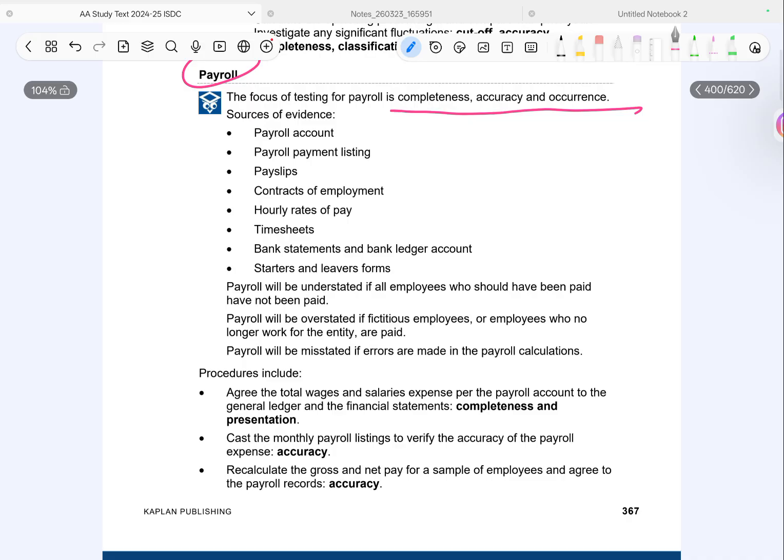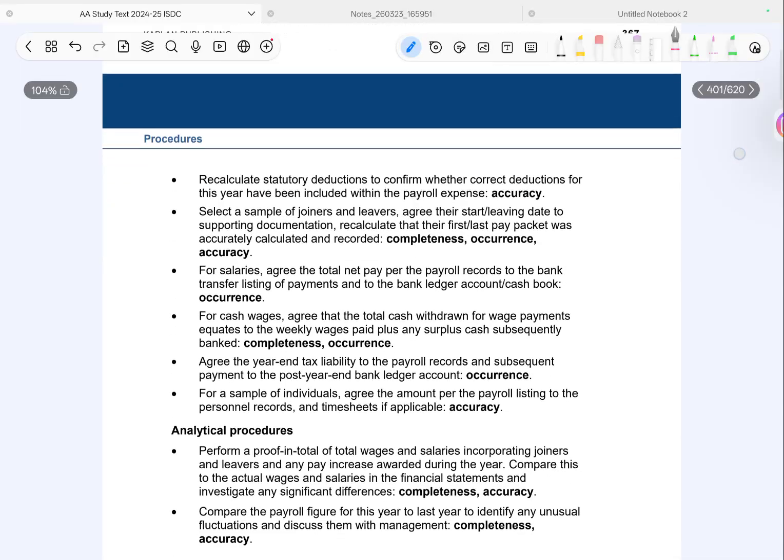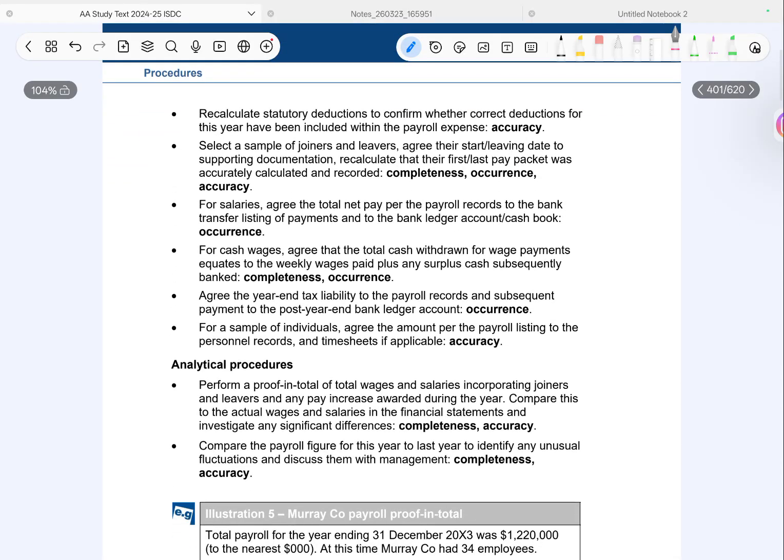This is done for a sample using contracts, timesheets, and pay rates. Bank statements are also checked to confirm that payroll payments actually occur and match recorded amounts. For payroll testing, statutory deductions are recalculated to confirm that correct tax and social security deductions have been included in the payroll expense.